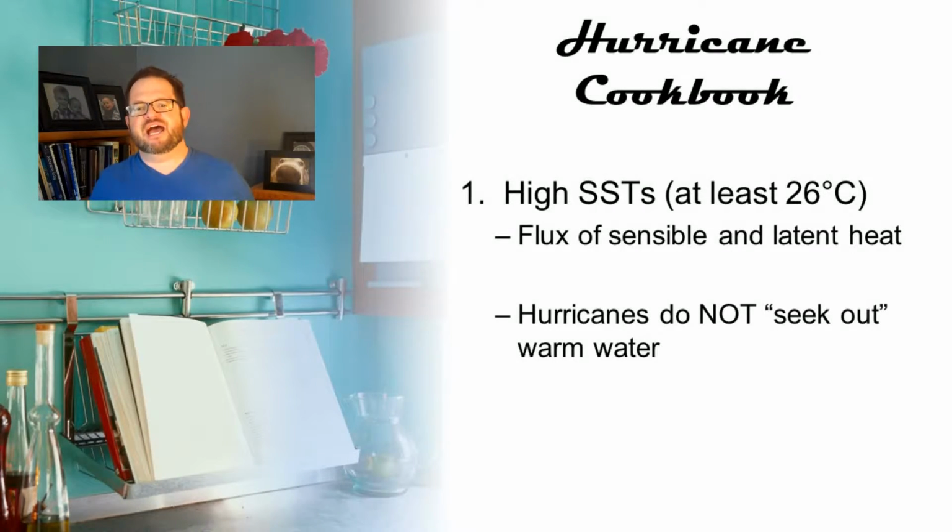And the first one is you need to have high sea surface temperatures. SST is an abbreviation for sea surface temperatures. The surface of the ocean over which the hurricane is forming has to be pretty darn high. I said here 26 degrees Celsius. That's right around 80 degrees Fahrenheit, and that's almost like bath water. That's unpleasantly warm water to be swimming in.